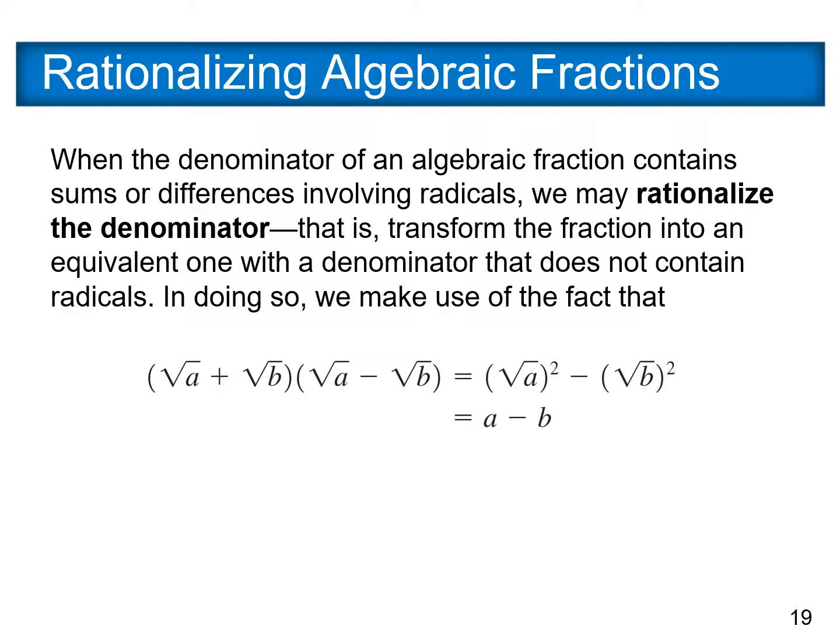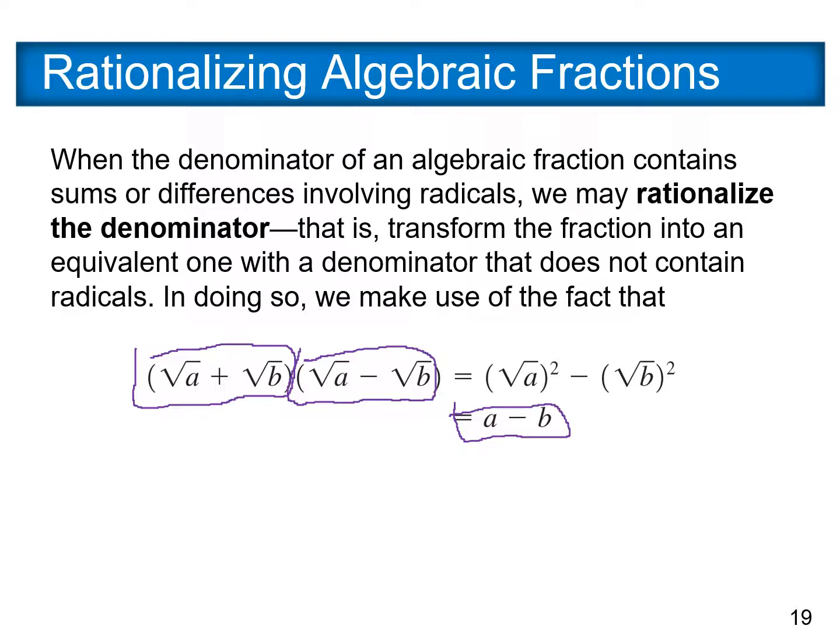So here in this situation, when the denominator of an algebraic fraction contains sums or differences involving radicals, in other words square roots, we may rationalize the denominator. In other words, we can eliminate the square root and transform that fraction into an equivalent one with a denominator that does not contain radicals. And in doing so, we can use this fact. For example, let's imagine you have in the denominator square root of a plus square root of b. If you multiply it by square root of a minus square root of b, you would obtain a minus b, and you can use this to eliminate square roots in the denominator.